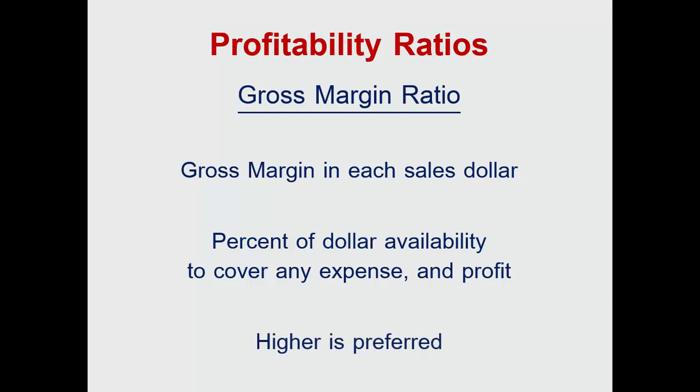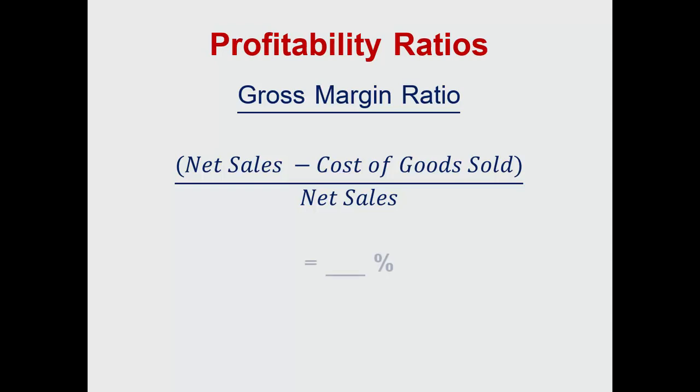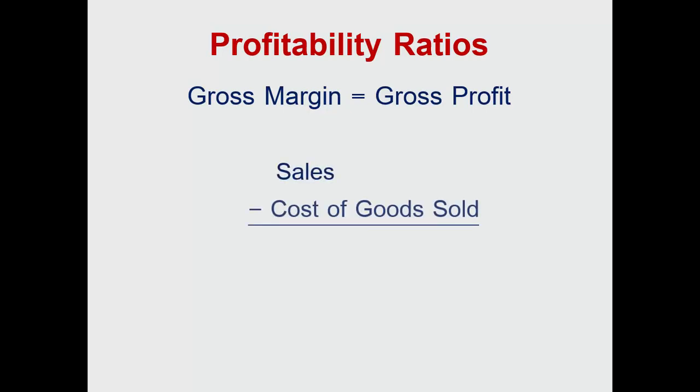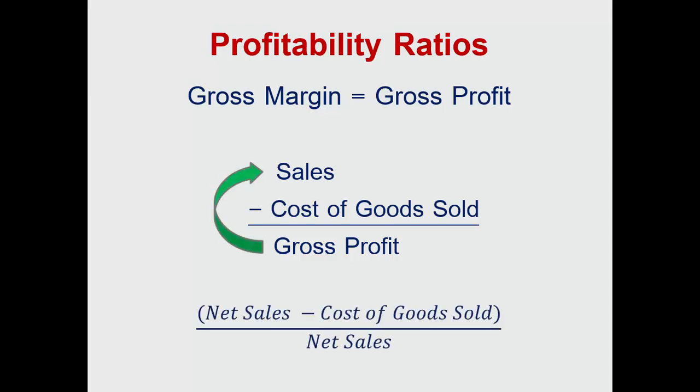Think about the multi-step income statement, how it's set up. And how do you calculate it? Here's another way to look at this. Gross margin is just another term for gross profit. Take gross profit divided by sales, that gives you the ratio.